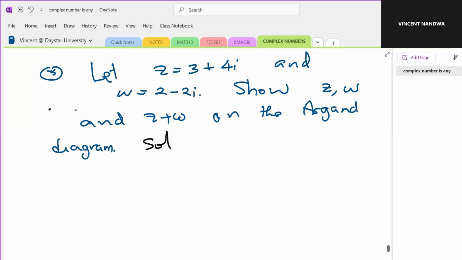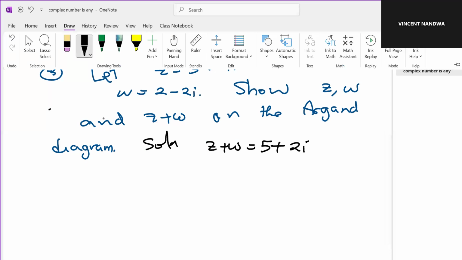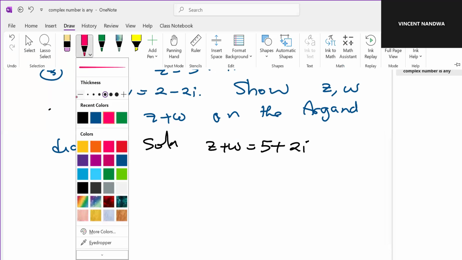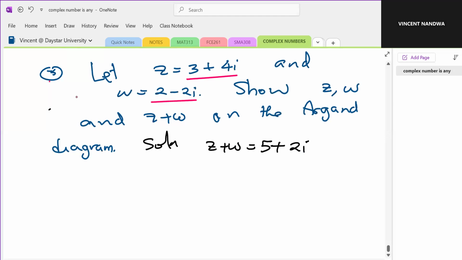So solution, Z plus W, simply add the real parts. So 3 plus 2 is 5. 4i minus 2i is just 2i. So the sum is 5 plus 2i. So what you are going to do is to draw an Argand diagram and show these three complex numbers, 3 plus 4i, 2 minus 2i, and 5 plus 2i.